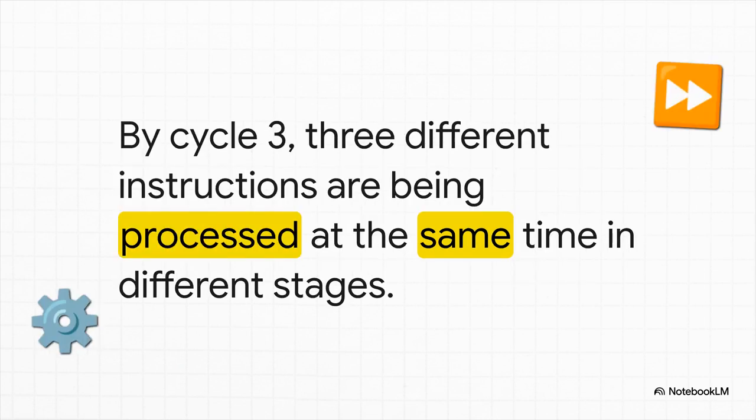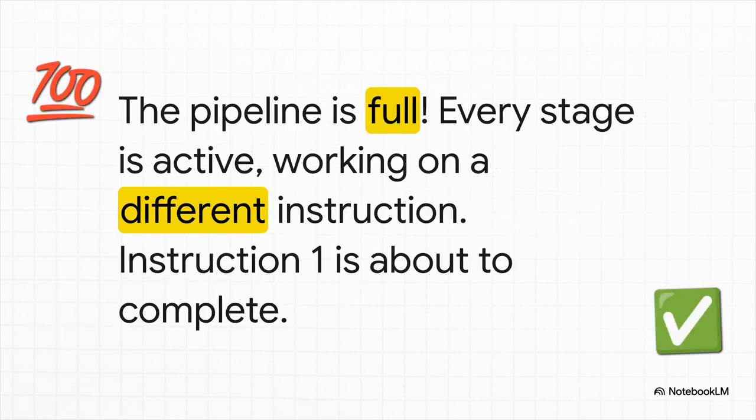Now, let's jump ahead to the third clock cycle. Look at that. The assembly line is already getting busy. We have 3 different instructions being worked on at the exact same time, each at a different station. Instruction 1 is being executed, while 2 newer instructions are right behind it in the pipeline. And by the 5th clock cycle, this is where the magic really happens. The pipeline is now completely full. Every single station is active, working on a different instruction. This is peak efficiency. And right at the end of this cycle, instruction 1, the one that started it all, finally finishes and comes off the assembly line.